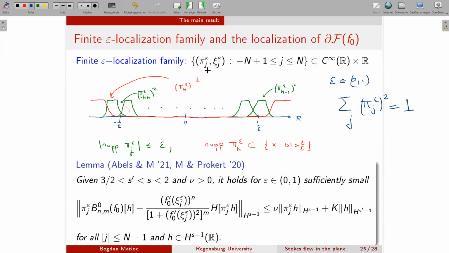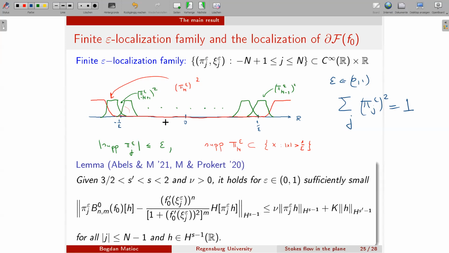And let me say something about this function, pi j epsilon. If j equals capital N, then the function pi N epsilon squared is the function in red. This is a function which is 0 between minus 1 over epsilon and 1 over epsilon, and it's 1 immediately after. For the other j's, the functions pi j epsilon squared have a support of length epsilon. The support is an interval of length epsilon, so these are the bumps in between. In between we have a finite number of bumps, and the sum is 1 here.